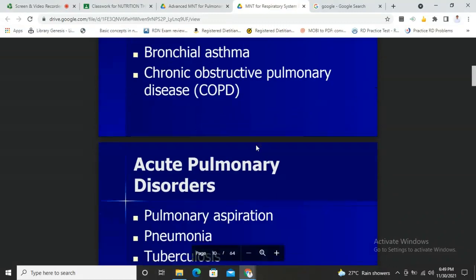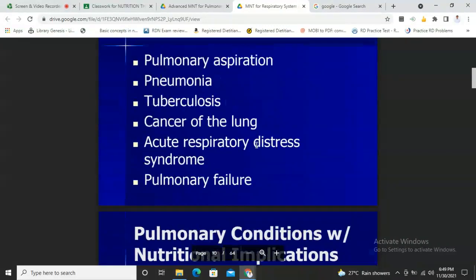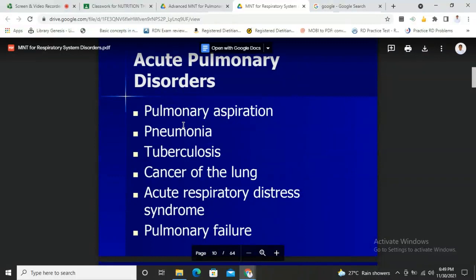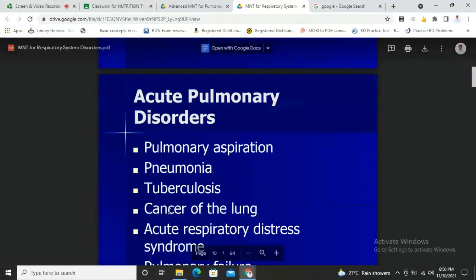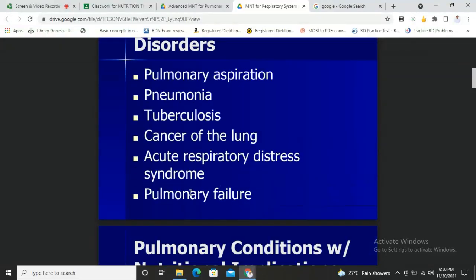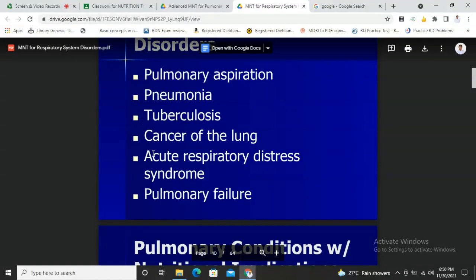Okay, for the acute pulmonary disorders, we have pulmonary aspiration, pneumonia, TB. Okay, TB can be chronic, it can also be acute, no? Kani siya nga TB is acute, it's less than 14 days probably. Okay, it would not take like many months, no? Yeah, cancer of the lung, acute respiratory distress syndrome or ARDS, and pulmonary failure.